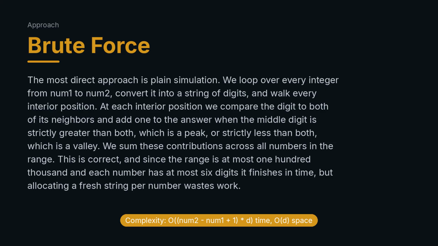The most direct approach is plain simulation. We loop over every integer from number 1 to number 2, convert it into a string of digits, and walk every interior position. At each interior position we compare the digit to both of its neighbors and add 1 to the answer when the middle digit is strictly greater than both, which is a peak, or strictly less than both, which is a valley. We sum these contributions across all numbers in the range.